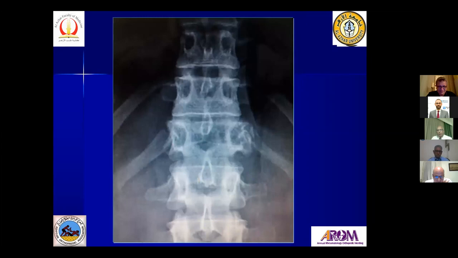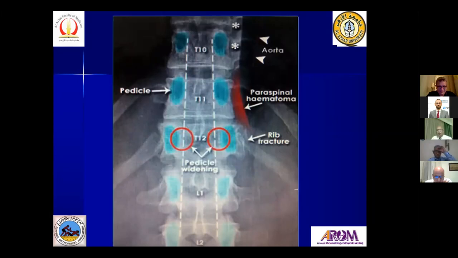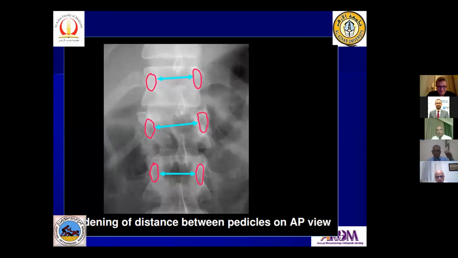This is an example of compression injury of dorsal 12. And this is presenting that the distance between the pedicles is very important. If there is disruption of the distance between the two pedicles, it means that there is a disruption or abnormality. The paraspinous hematoma is represented here, and there is a rib fracture, and the distance of the pedicles. Suppose this is the pedicle, this is the normal, but here there is widening of the pedicle, indicating instability of the fracture. This is the distance between the two pedicles, in the same case, and it represents a severely injured spine.